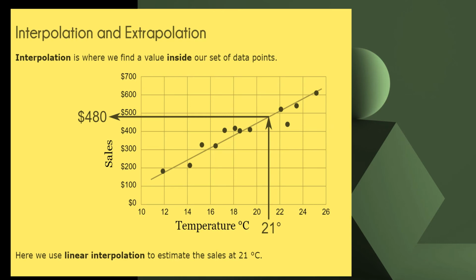So by drawing this line of best fit, we can predict a value which lies between, say, 20 and 22, because though the value between 20 and 22 is not given in our original data, we can find the sales for when the temperature was 21 degrees. So we are trying to interpolate the value. Interpolation is where we find a value inside our set of data points.